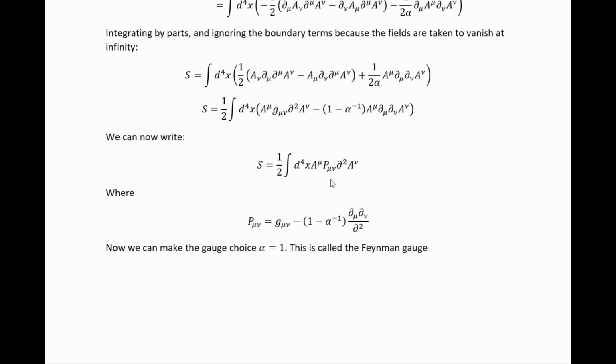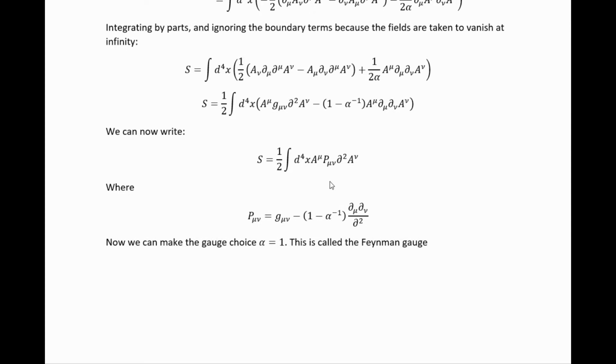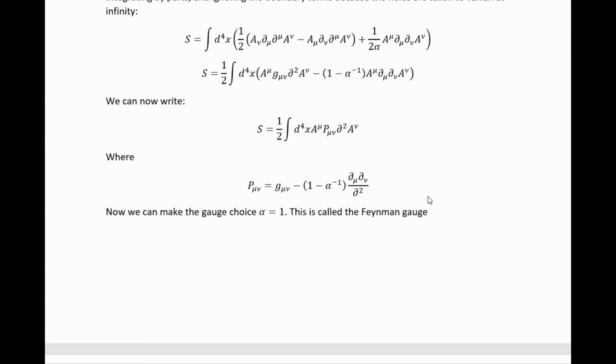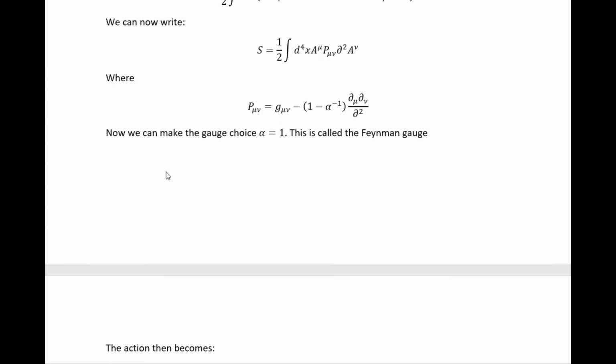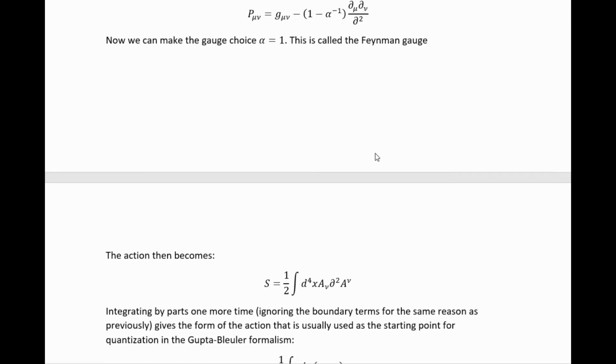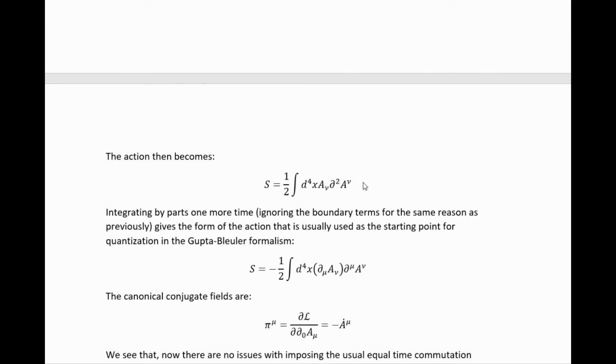Also, if we had tried to calculate the propagator without that gauge-fixing Lagrangian term in, we would have been trying to invert a projection operator, which we couldn't have done. So the propagator wouldn't have existed. Now that we've added that gauge-fixing Lagrangian in and we've arrived at this result, it's no longer a projection operator, we could actually successfully invert it and get the propagator, but we're not going to do that here. Now we can make the gauge choice alpha equals 1. This is called the Feynman gauge, and the action simplifies down to that.